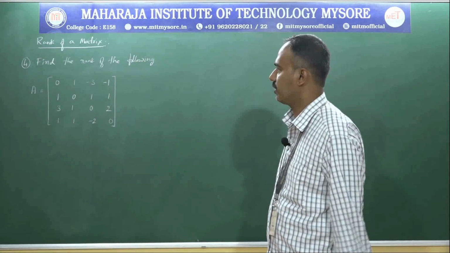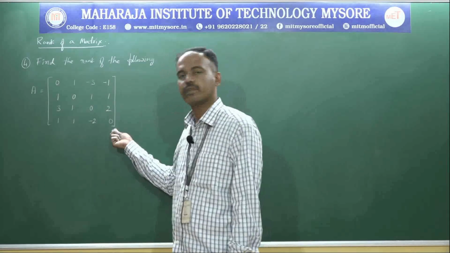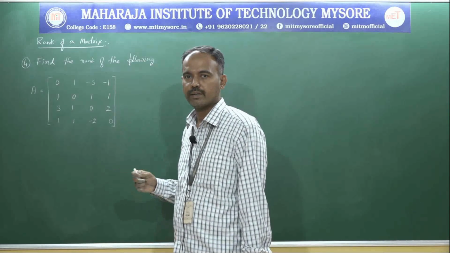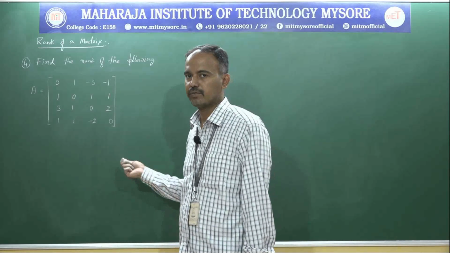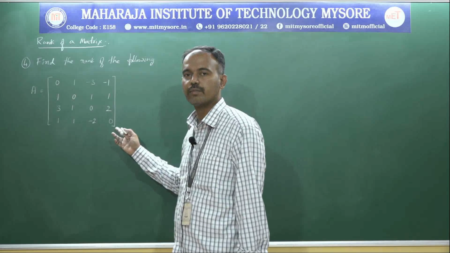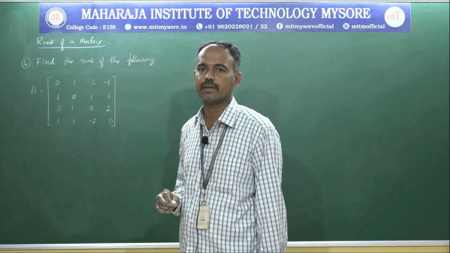Find the rank of the following matrix A, which is given. The first observation: first you have to check whether the given matrix is in echelon form. It is not in echelon form, but it can be represented in echelon form.